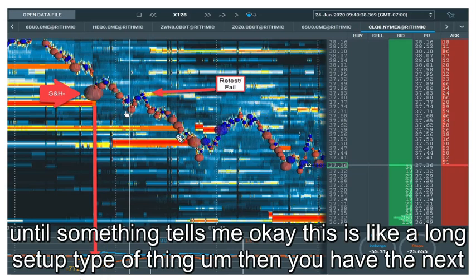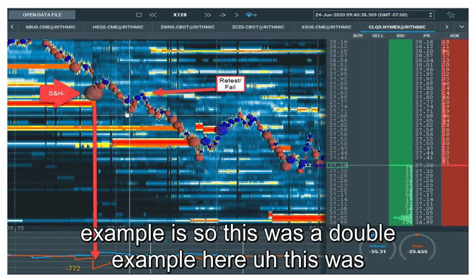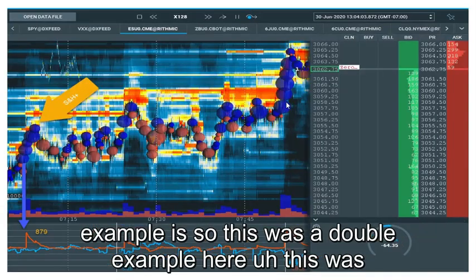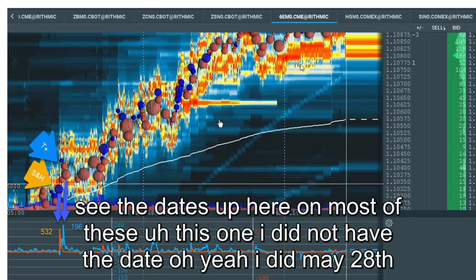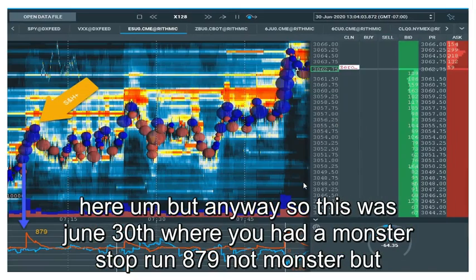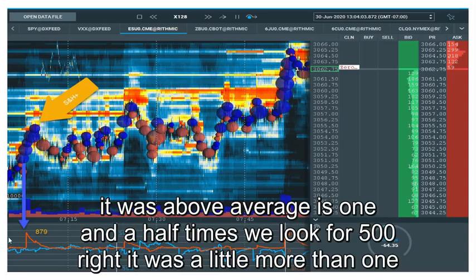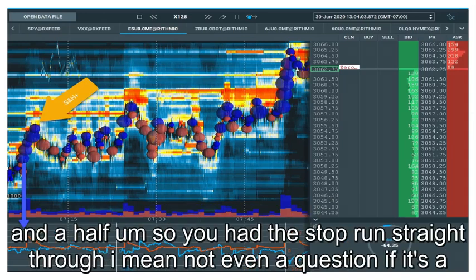Then you have, next example is, so this was a double example here. This wasn't too long ago. This was June 30th. I forgot to tell you the dates too. That was June 24th. You can see the dates up here on most of these. This one I did not have the date. Oh yeah, I did, May 28th here. But anyway, so this was June 30th where you had a monster stop run, 879. Not monster, but it was above average. It was 1.5 times. We looked for 500, right? It was a little more than 1.5.